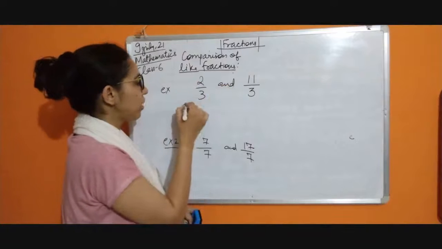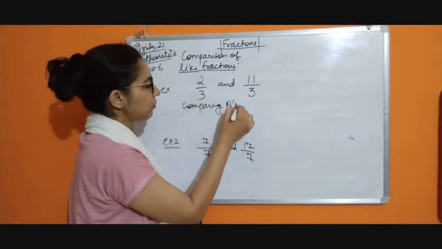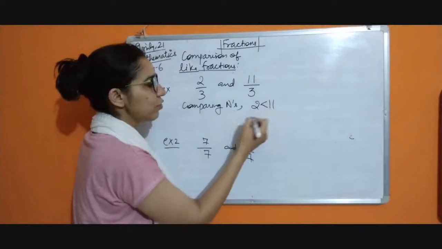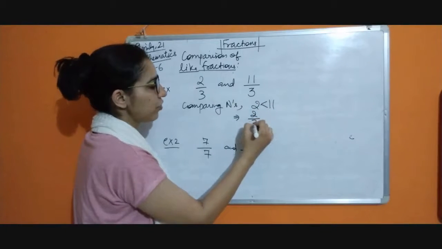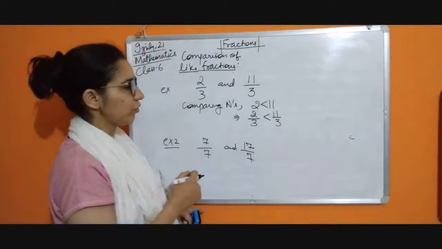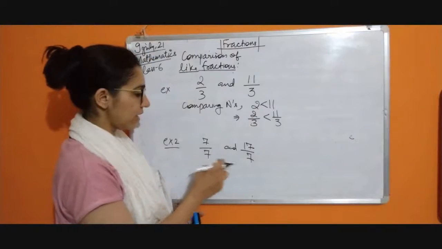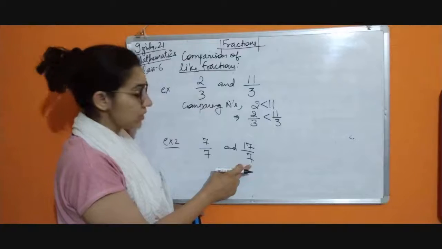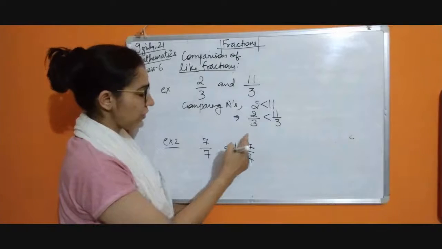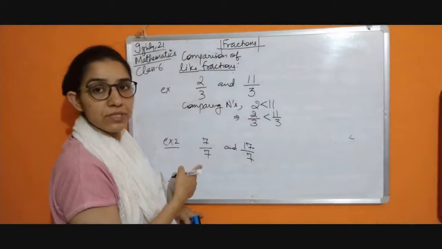So in this we will compare the numerators 2 and 11. Which one is bigger? 2 is less than 11, 11 is bigger, which implies the corresponding fraction is going to be greater than your other fraction. So this is how we are going to compare them. In the second example, you can see that the denominator is the same, it means they are like fractions. Out of 7 and 17, which one is bigger? 17 is bigger, so the fraction corresponding to it, that is 17 by 7, is going to be bigger than the other fraction, which is 7 by 7.